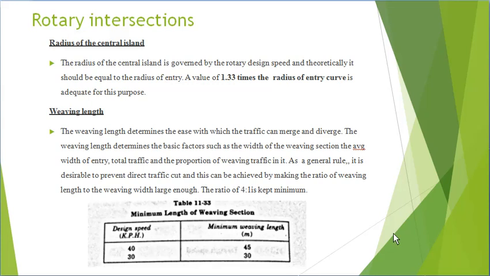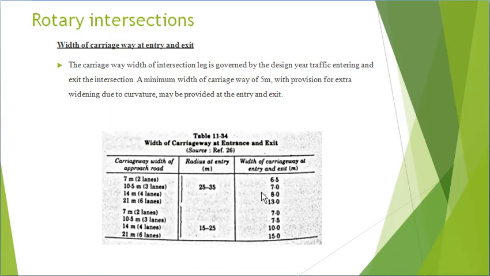It's about weaving length. Next is the width of carriageway at entry and exit. Width of carriageway at entry and exit is governed by the design yearly traffic entering and leaving the intersection. Based on the traffic which are entering and leaving the intersection, we are fixing the width of the carriageway. And the minimum width of carriageway is 5 meter with provision for extra widening. When we are providing minimum carriageway width as 5 meter, we should provide some area for extra widening.